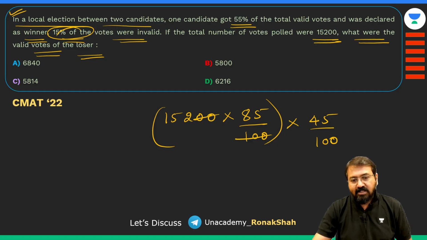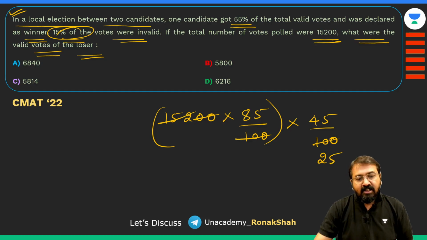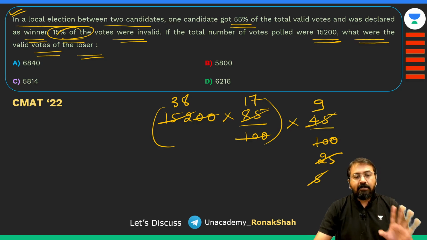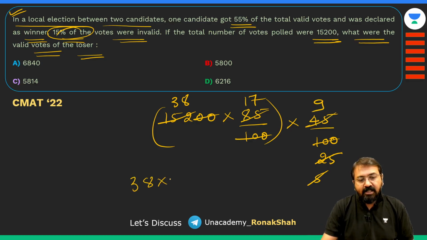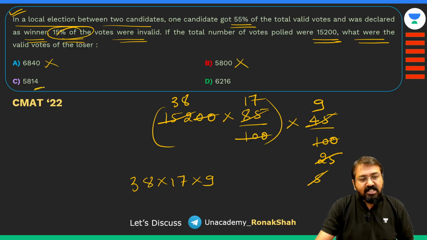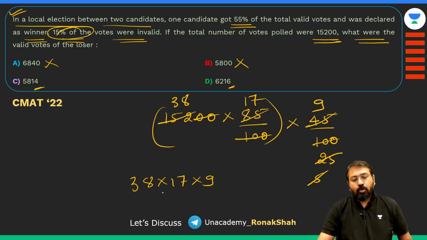So just cancel off the zeros. Now this is 25 fours are 100, and 38 fours are 152. Similarly 5 fives are 25, 17 fives are 85, so ultimately my answer will be 38 into 17 into 9. Once again, I really don't need to solve this question because I know my answer will not end with 0. So the last digit will be either 4 or 6. So let's see what should be the last digit.